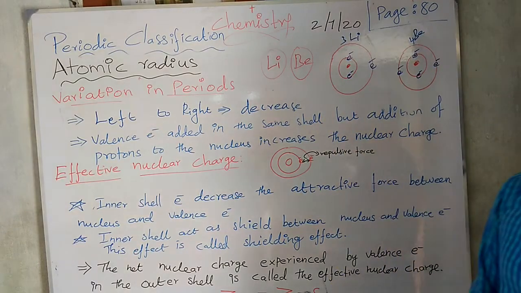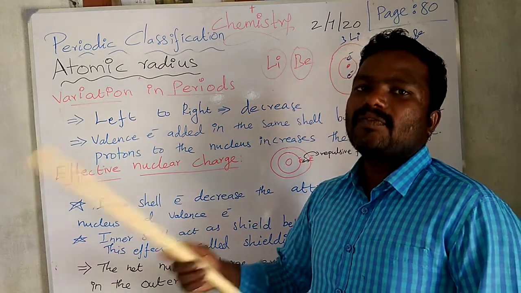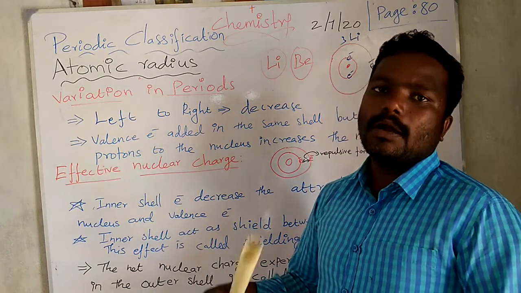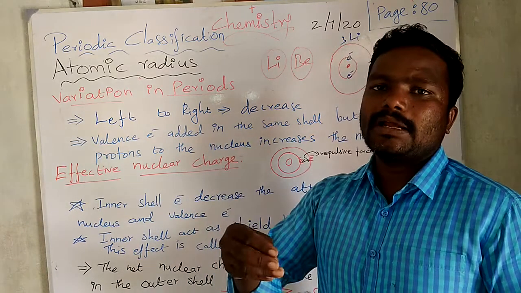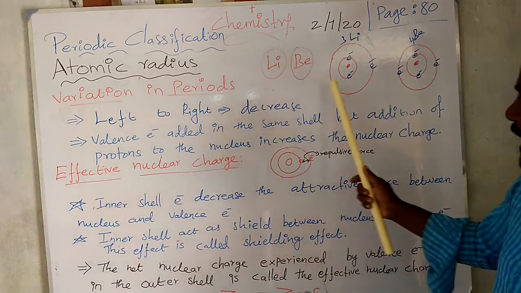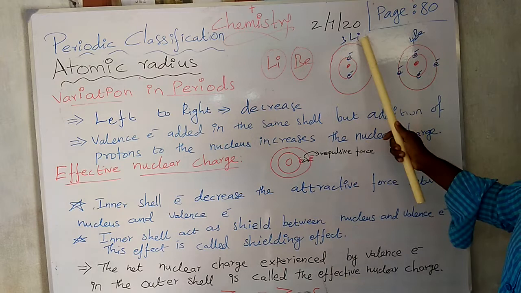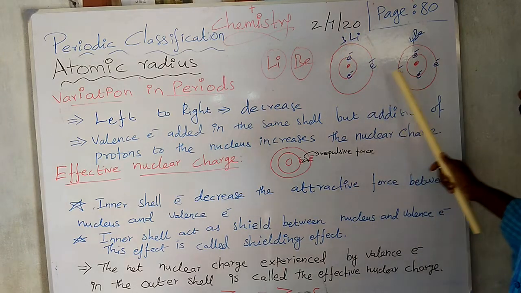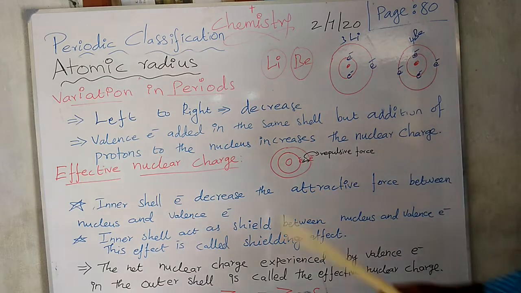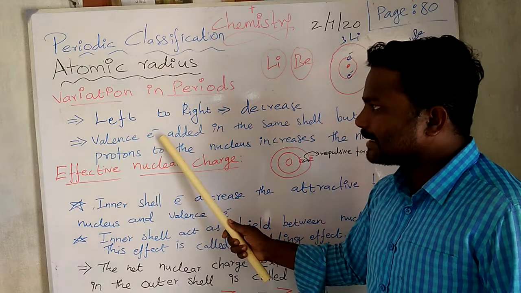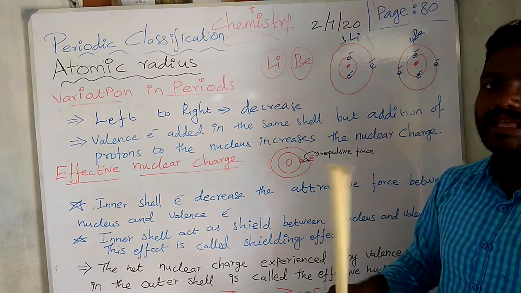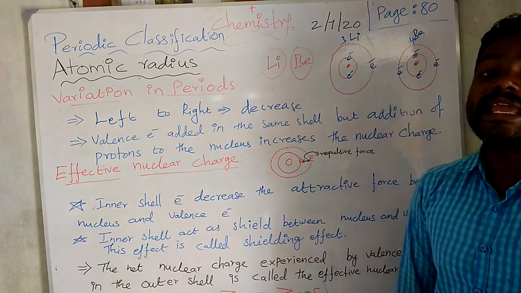What do you mean by valence electron? The last cell which has electrons is the valence cell, so if you add one more electron, it will be added in the last cell. That cell is called the outermost cell. How many electrons are present in the valence cell of lithium? Only 1. How many in the valence cell of beryllium? 2. So we can understand that valence electrons are added in the same cell. Sir, what does same cell mean, sir? Both are indicating the second cell.